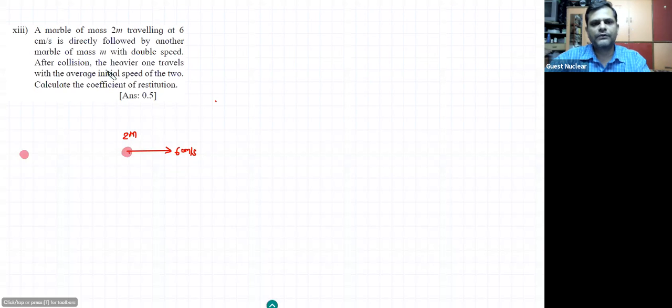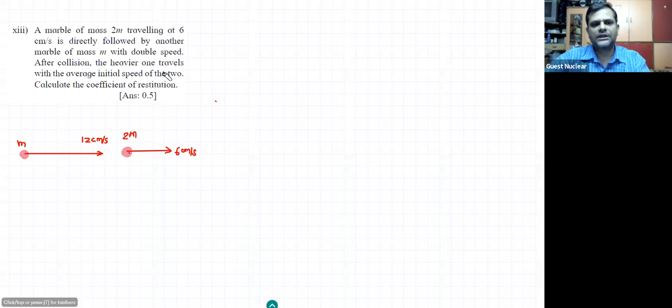Yes, and it is followed by another marble of mass small m with the double speed. That means this smaller marble with mass small m here will be traveling with the double speed in this case. तो इसका जो speed है वो इसका double मतलब 12 मीटर पर सेकेंड होगा जरूर. So this is going to be 12 centimeter per second, and the mass of this marble is m only.